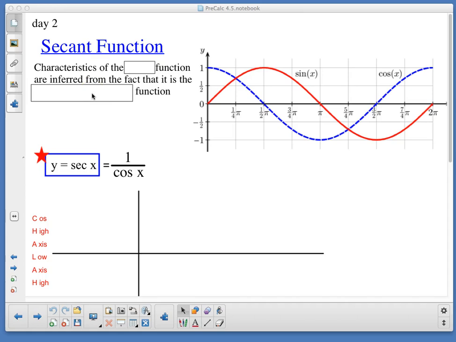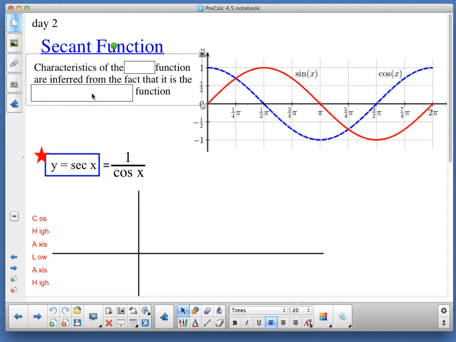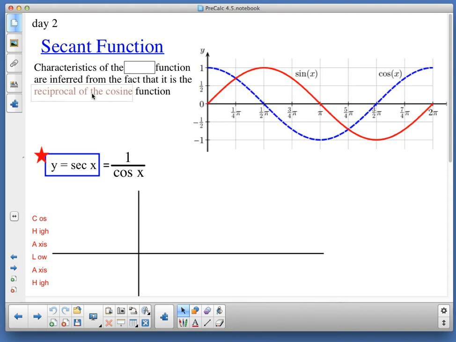So the first thing I want you to know about the characteristics of your graph, if we can get this to actually work the way it's supposed to, and it's not working, all of a sudden it's not liking anything I'm doing, okay? So the characteristics of the secant function are inferred from the fact that it is a reciprocal of the cosine function. So when we do a reciprocal, if I knew the cosine was 0, what's the reciprocal value? What do we know about the reciprocal of 0? It's undefined, right? And we'll actually see an asymptote on this graph.